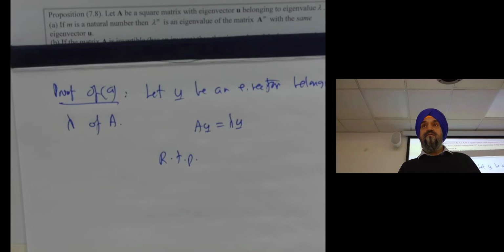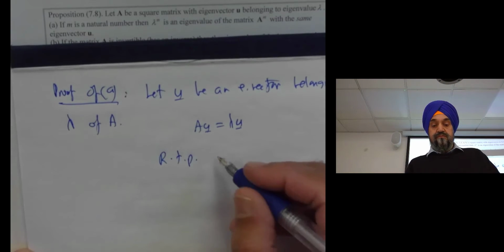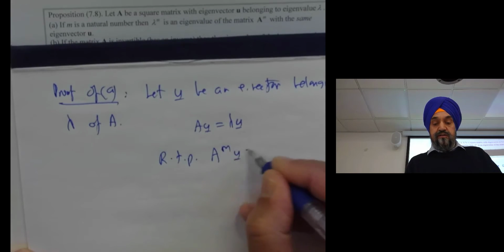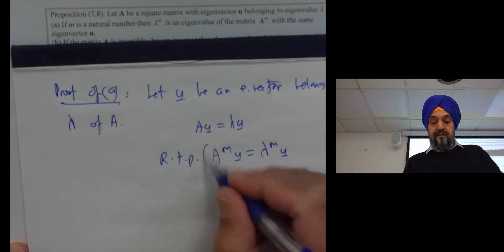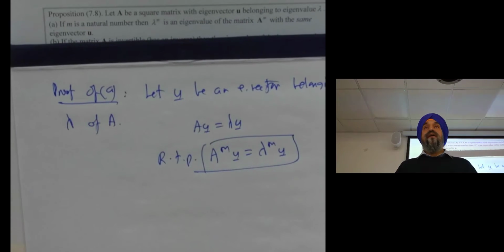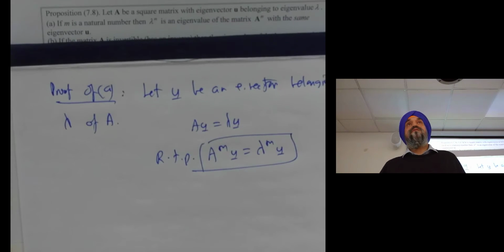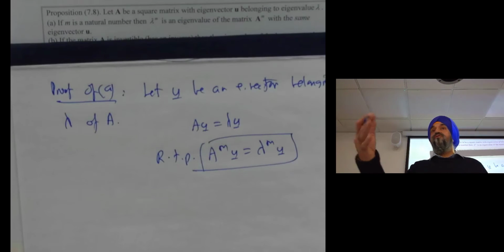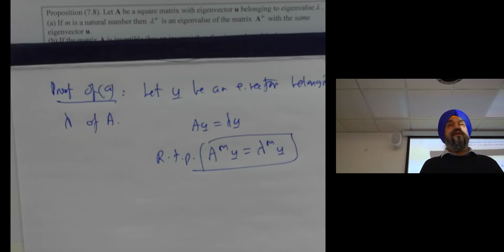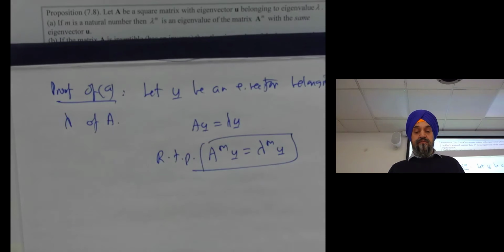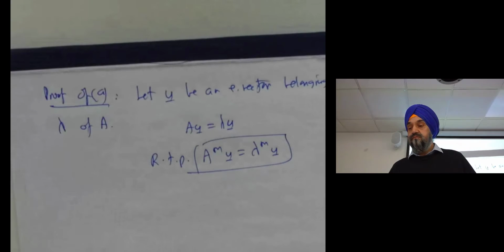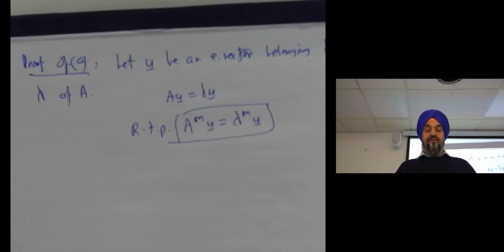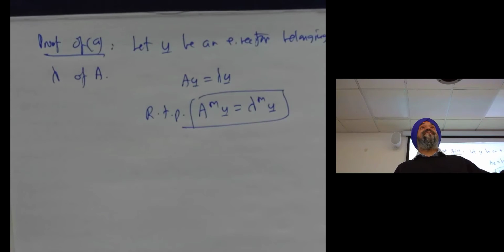So what we should try and prove is that A to the M times U is lambda to the M times U. We want to prove that. How are we going to prove this? M is a natural number, like 1, 2, 3, 4. So it can't be a half, it can't be a square root. What sort of proof are you going to use? Induction, yeah, good.